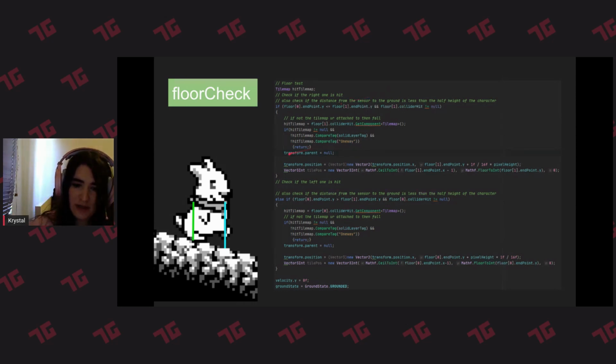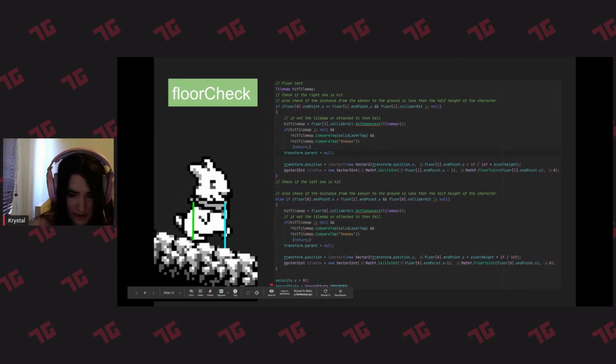So that's what that's doing here, where it's setting the Y position of the player to the pixel height. That should say half pixel height, but anyway, it pushes it up by half the pixel height from the floor, and it does the same thing here. And then also it sets the Y velocity to 0 so you don't fall through the floor, of course, and sets it to grounded.